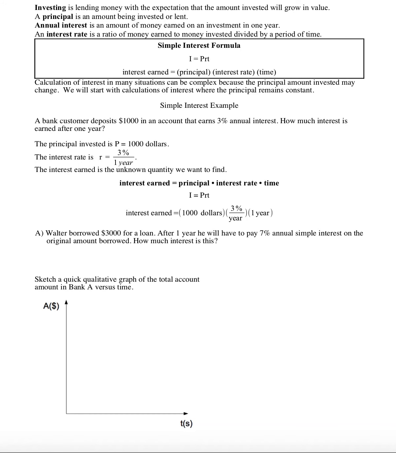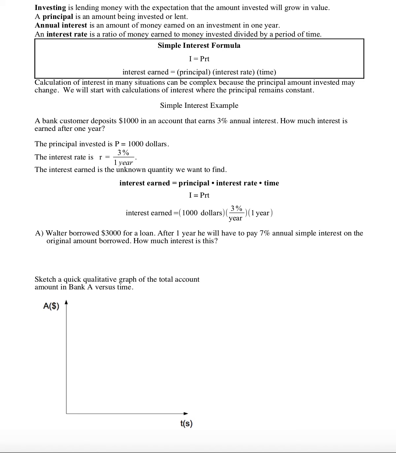Investing is lending money with the expectation that the amount invested will grow in value. A principal is an amount being invested or lent. Annual interest is an amount of money earned on an investment in a year. An interest rate will give the ratio of money earned to money invested, and it involves a period of time.